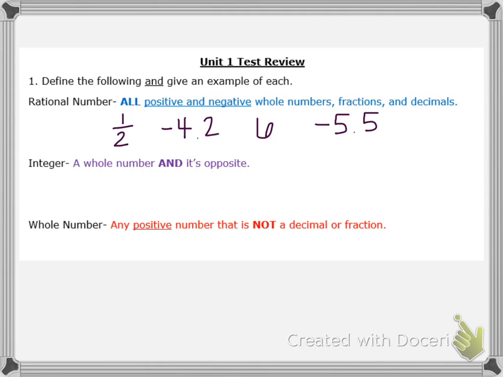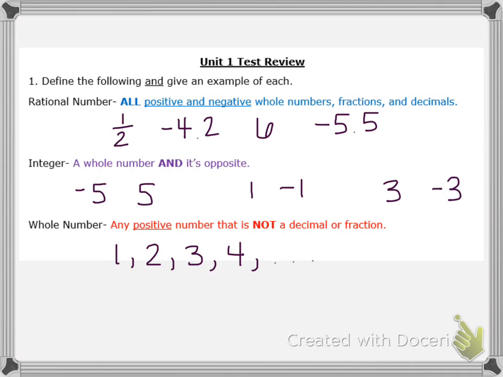Alright, the next definition is an integer. Integers are a whole number and its opposite. So that could be -5, +5, +1, -1, or +3, -3. And the last definition is a whole number, which is any positive number that is not a decimal or fraction. So I could just list 1, 2, 3, 4, and we could just keep going and going and going. Those are all of our whole numbers.